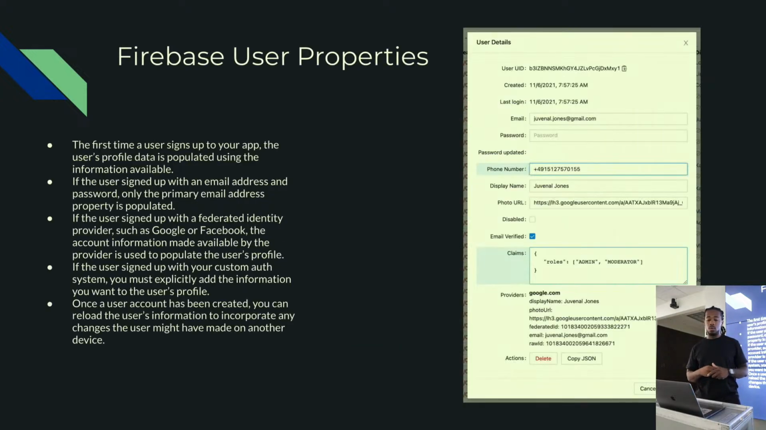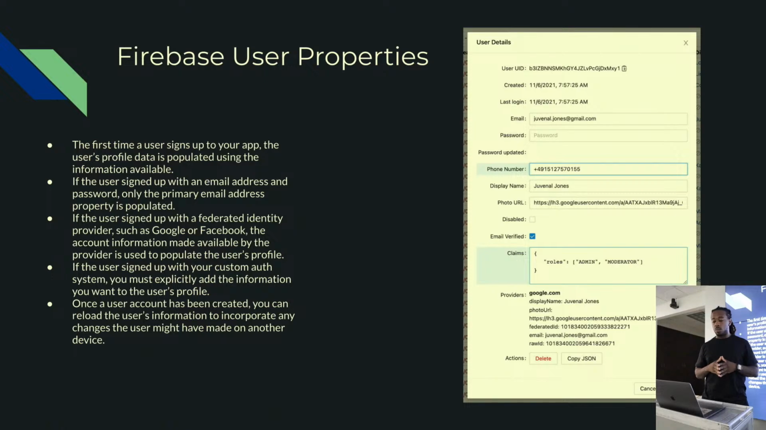All right, so Firebase user properties. Every time that you authenticate a user to your app, you are essentially creating a Firebase user. The first time a user signs up to your app, the user's profile data is populated using the information available. If the user signed up with an email address and password, only the primary email address property is populated. If the user signed up with a federated identity provider such as Google or Facebook, the account information made available by the provider is used to populate the user's profile.